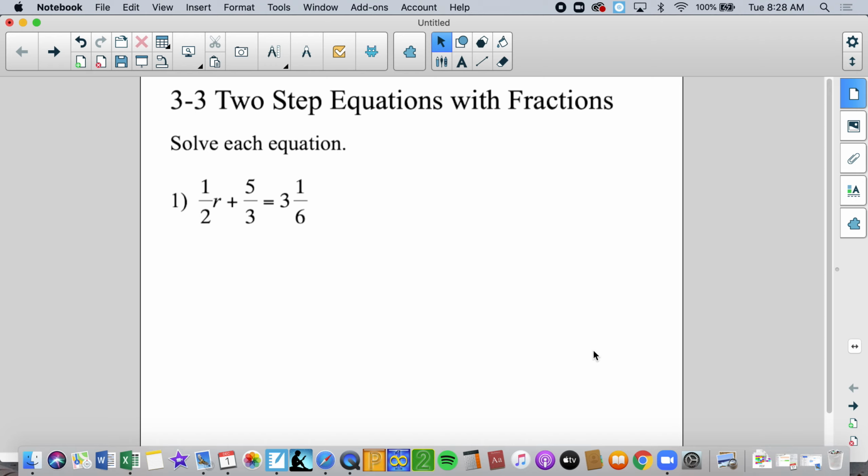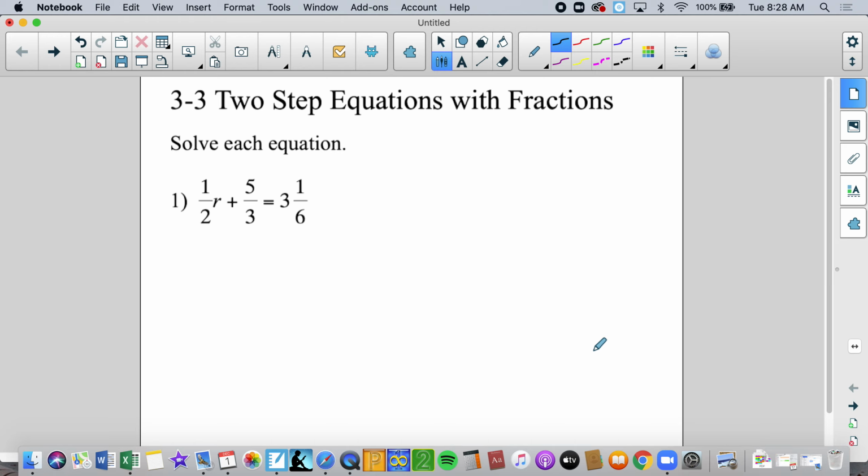Welcome to section 3.3, two-step equations with fractions. So yesterday in 3.1 and 3.2, we learned about manipulating equations that involved fractions, and we had to remember things about common denominators, equivalent fractions, and stuff like that. So what we're going to do in this section is focus more on canceling.